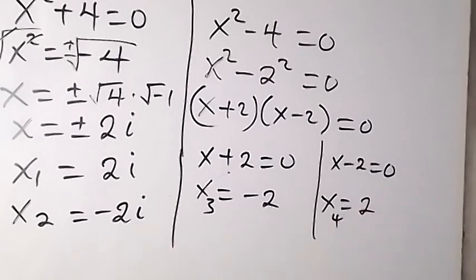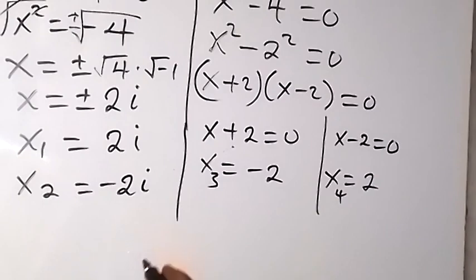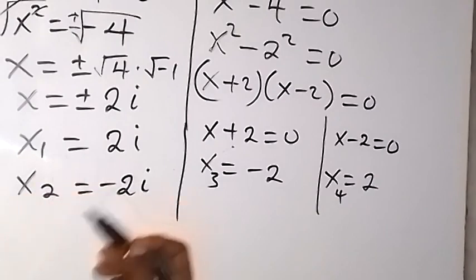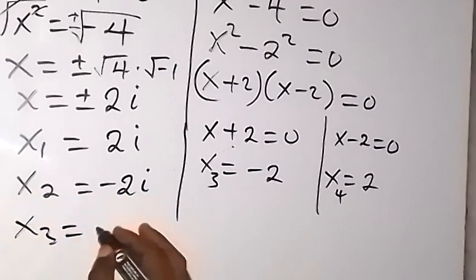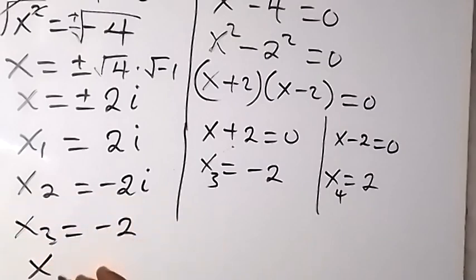So, the solutions we have are therefore x equals to 2i, x equals to minus 2i, and also x could be equals to minus 2, and also x could be equals to plus 2.